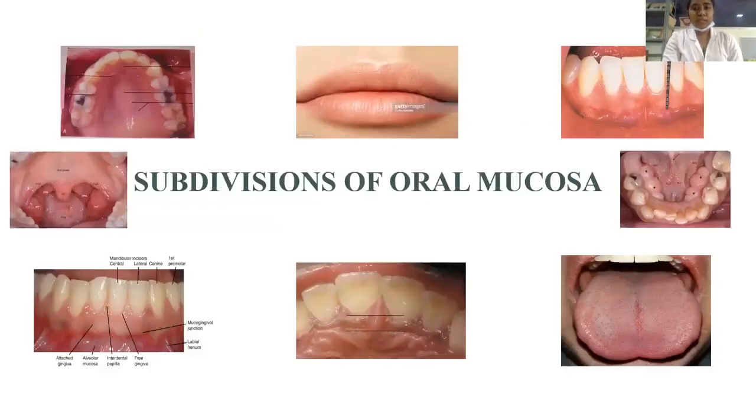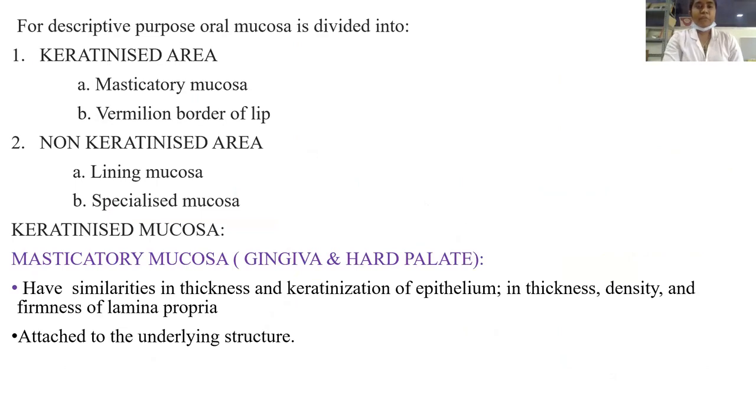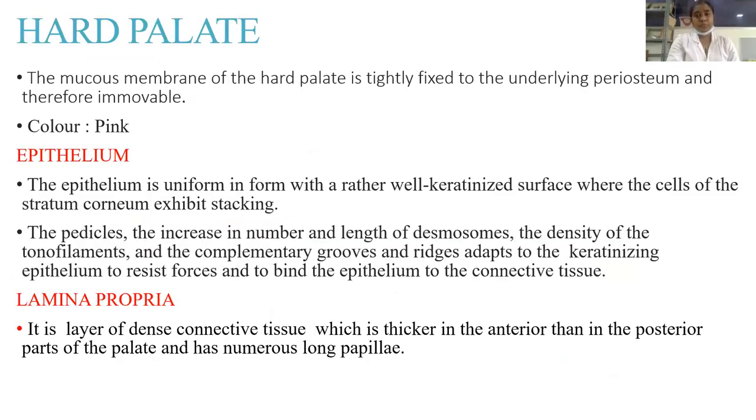Subdivisions of oral mucosa. For descriptive purposes, oral mucosa is divided into keratinized area and non-keratinized area. As we all know, masticatory mucosa comes under the keratinized area. Non-keratinized areas are lining mucosa and specialized mucosa. Masticatory mucosa has similarities in thickness and keratinization of epithelium, in thickness, density, and firmness of the lamina propria, and is attached to the underlying structure.